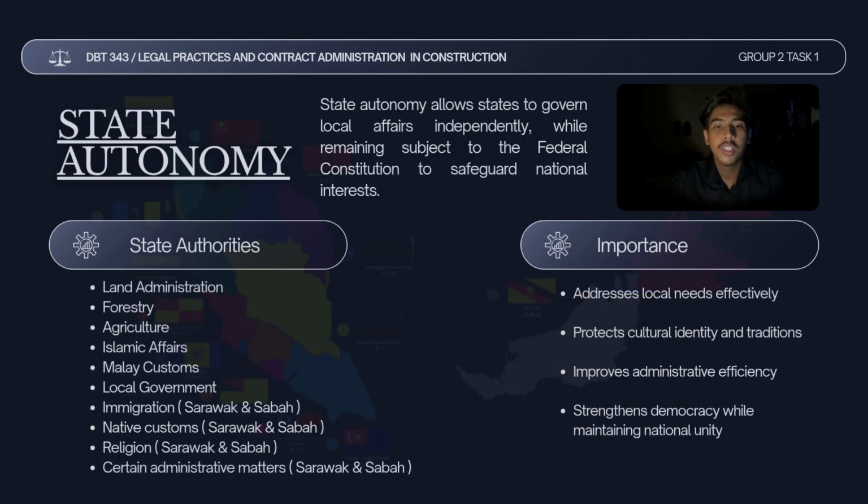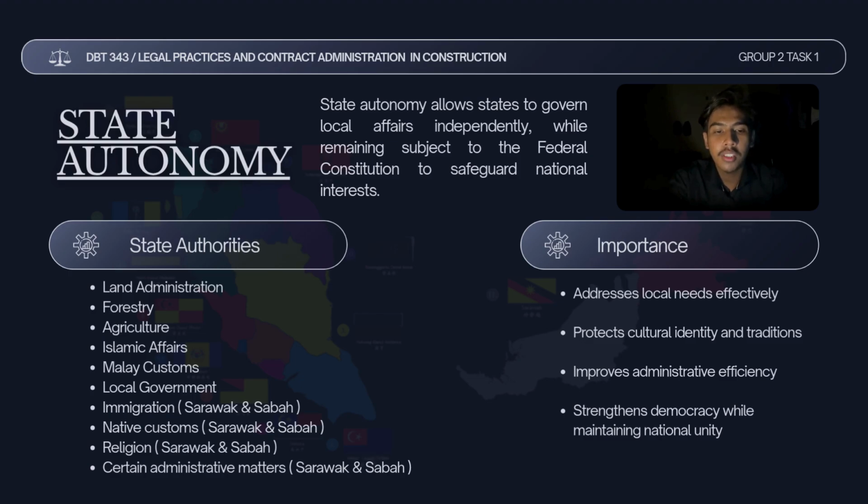State autonomy in Malaysia. State autonomy refers to the authority of state governments to manage matters within their own state without unnecessary interference from the federal government. This allows each state to make decisions based on its own needs and priorities. State governments have the authority to manage areas such as land administration, forestry, agriculture, Islamic affairs, Malay custom, and local government. This responsibility helps them provide better service to the local community.